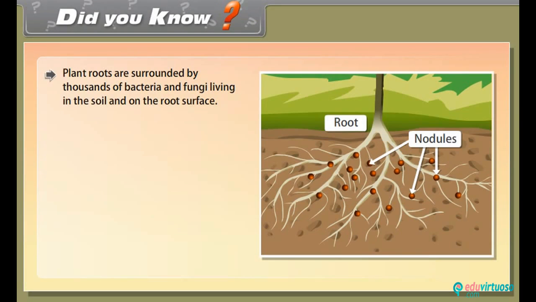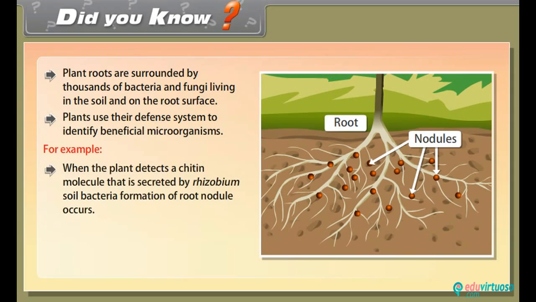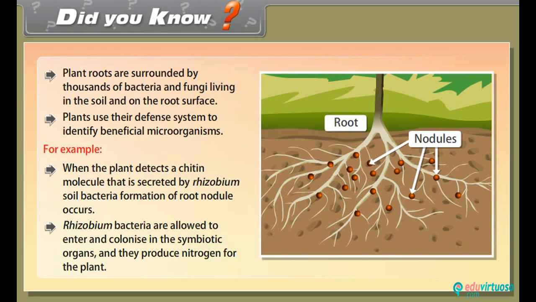Did you know? Plant roots are surrounded by thousands of bacteria and fungi living in the soil and on the root surface. Plants use their defense system to identify beneficial microorganisms. For example, when the plant detects a chitin molecule that is secreted by Rhizobium, a soil bacterium, formation of root nodules occurs. Rhizobium bacteria are allowed to enter and colonize in the symbiotic organs and they produce nitrogen for the plant.